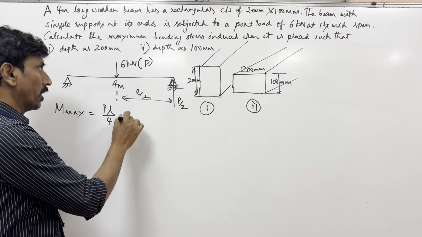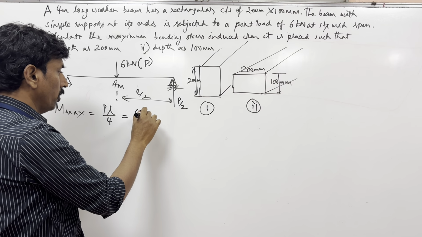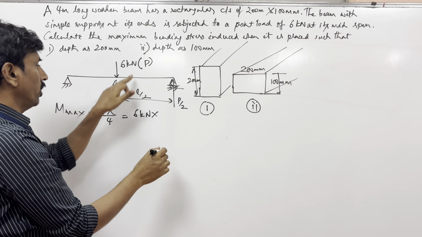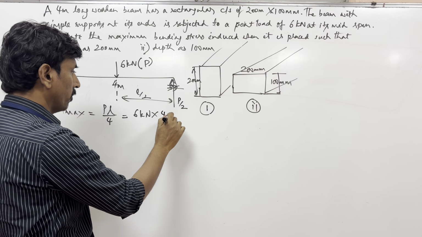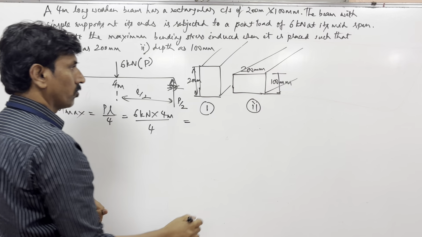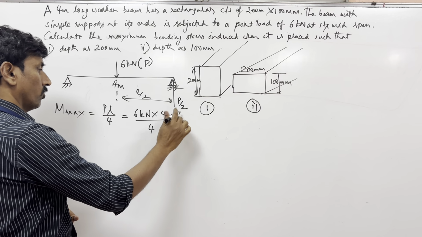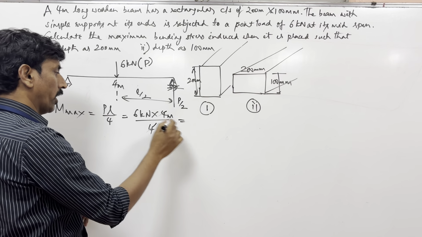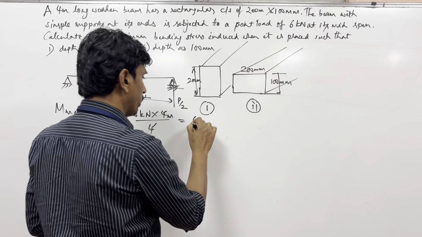So I know the point load here, 6 kilonewton. I know the length here, 4 meters, divided by 4. What's the answer, guys? So 4 and 4 cancel out. It is 6 kilonewton meters. So 6 kilonewton meter is the maximum bending moment. It is the maximum bending moment applied in this beam.